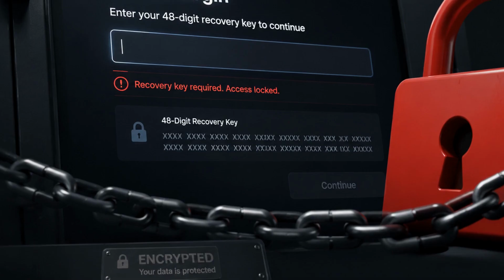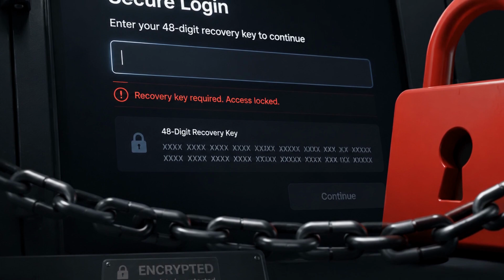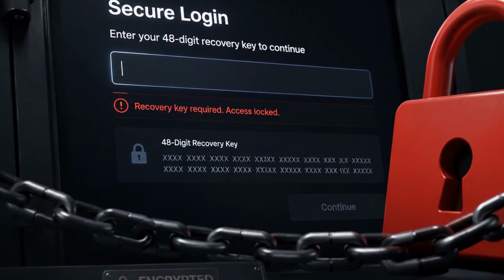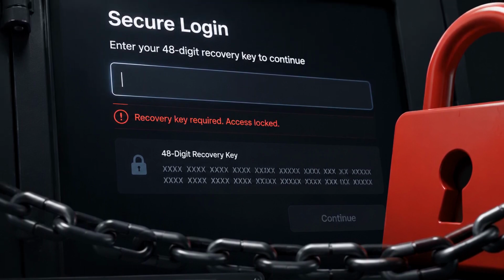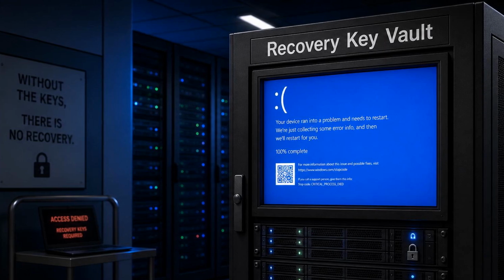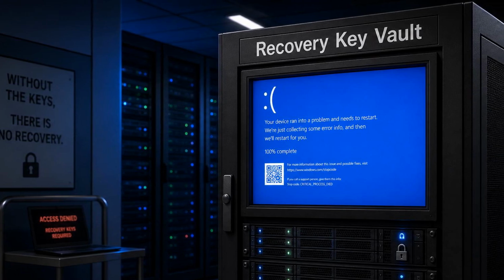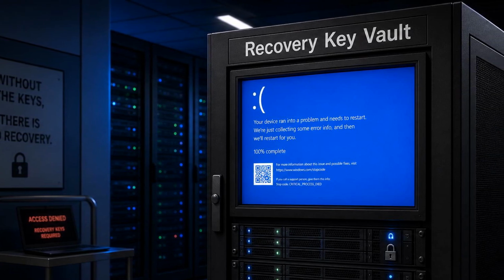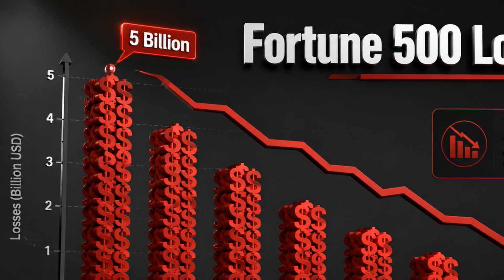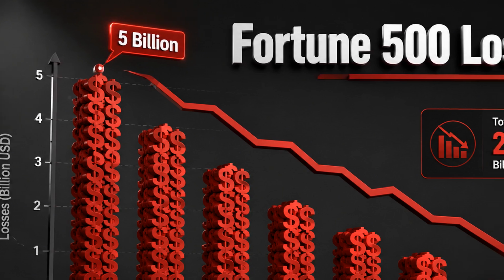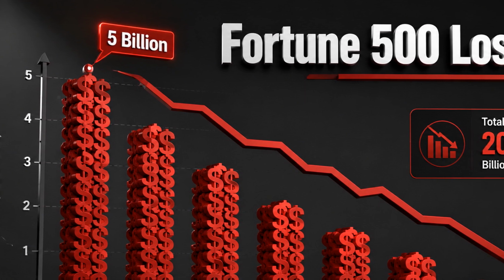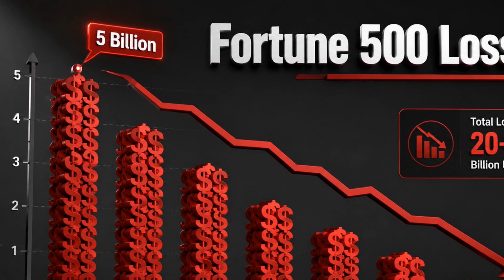The situation was made even crueler by security protocols, as companies using disk encryption required a 48-digit recovery key. In many cases, those vital keys were stored on servers that were themselves showing nothing but a blue screen of death. Fortune 500 companies alone suffered an estimated $5 billion in losses, highlighting the sheer scale of the operational collapse.